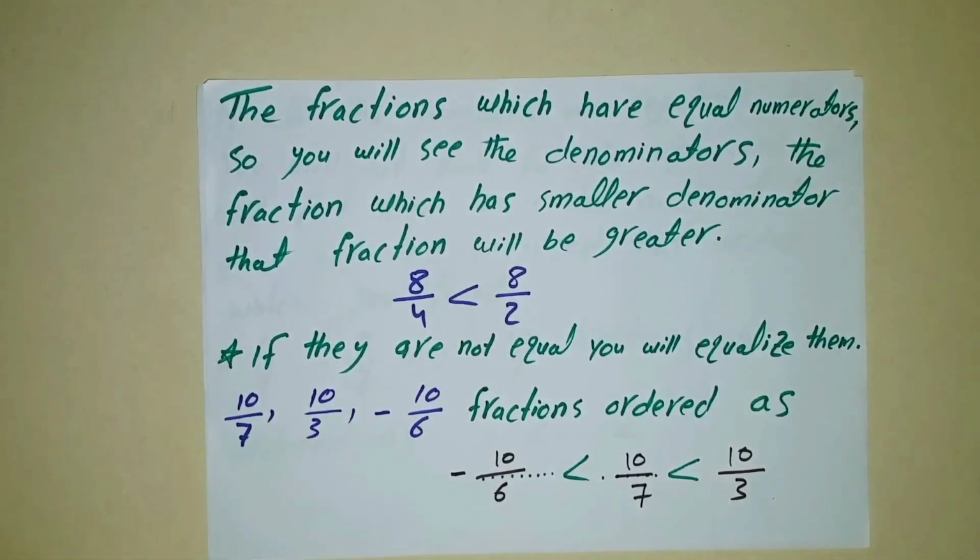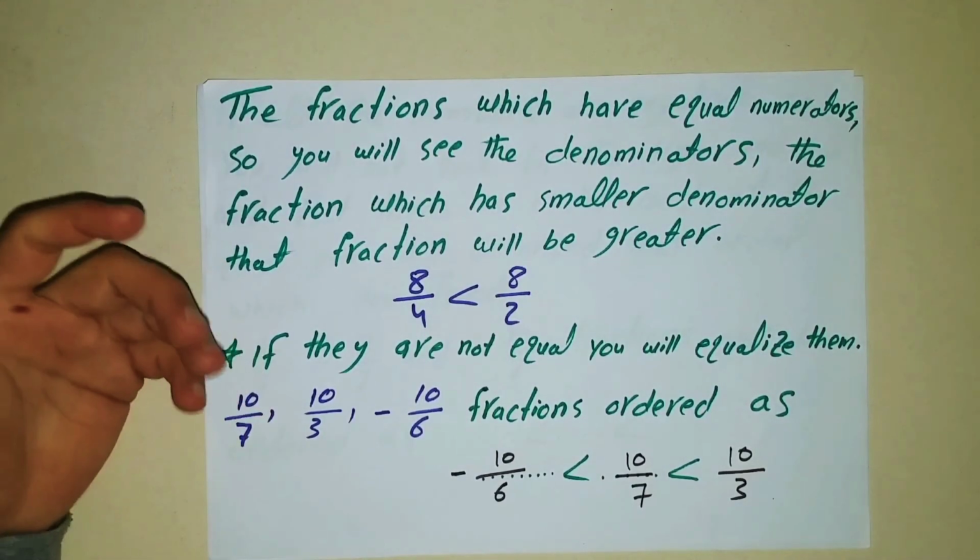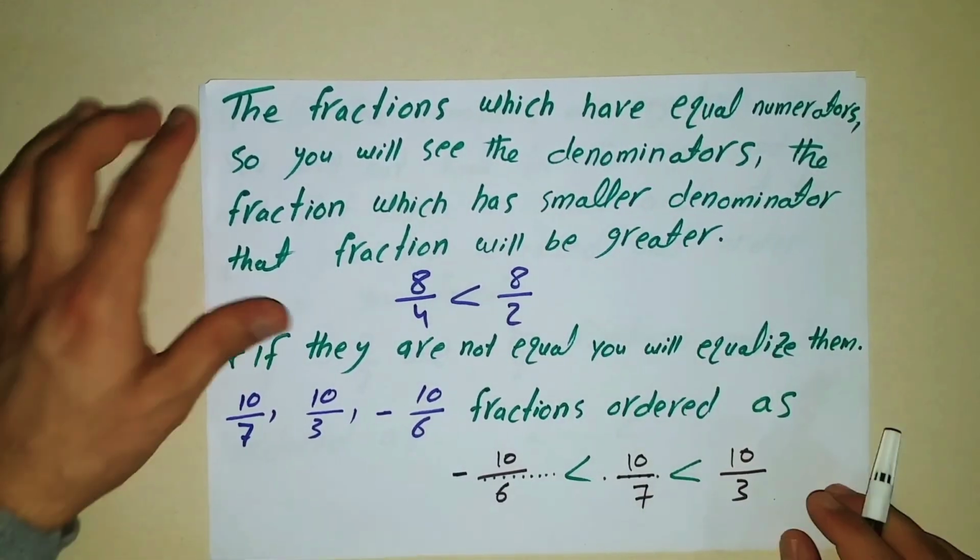If they have the same denominators, you will check the numerators. If they are not equal, you will equalize them.